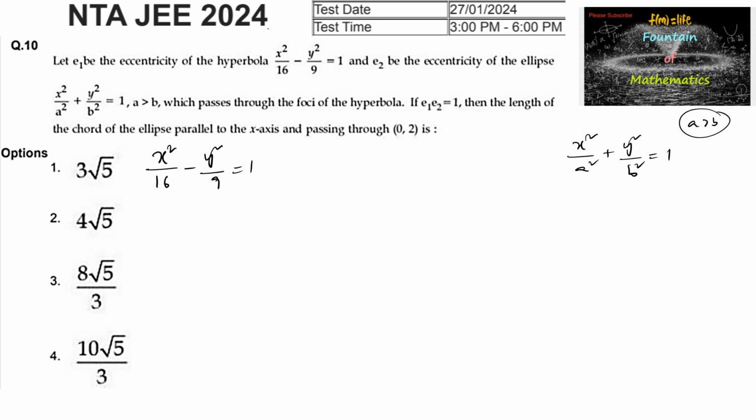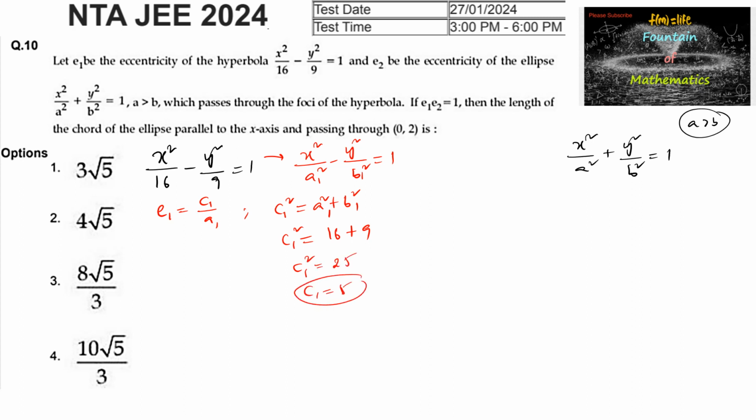So let us consider the hyperbola of the form x square by a1 square minus y square by b1 square is equal to 1. So that we have eccentricity E1 equal to c1 upon a1, and we have the relation c1 square is equal to a1 square plus b1 square. So here a1 square is 16 plus b1 square is 9. So c1 square is equal to 25. So c1 we can take as 5. So the foci of the hyperbola can be taken as plus or minus c1 comma 0, that is plus or minus 5 comma 0.